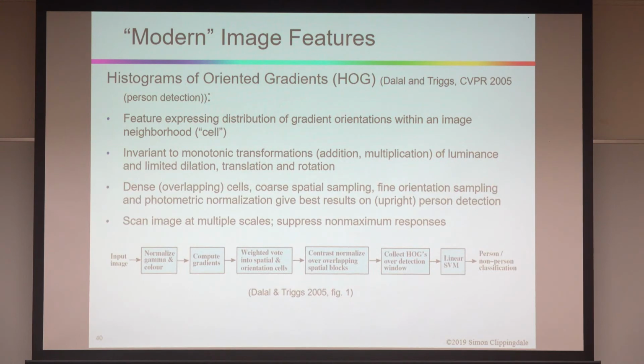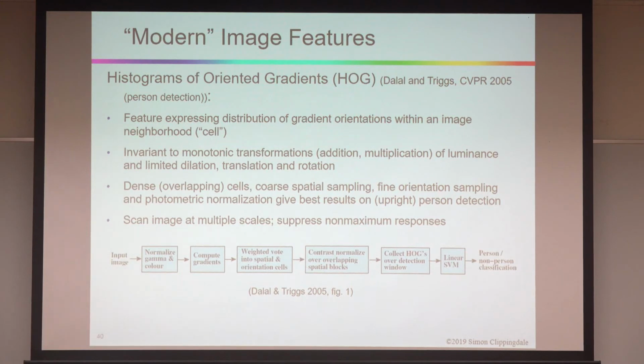Okay, moving on. Histogram of oriented gradients is another feature that's become popular. This is about 15 years old. In this kind of feature, you look at local image neighborhoods and look at orientations of the image within each of these neighborhoods.